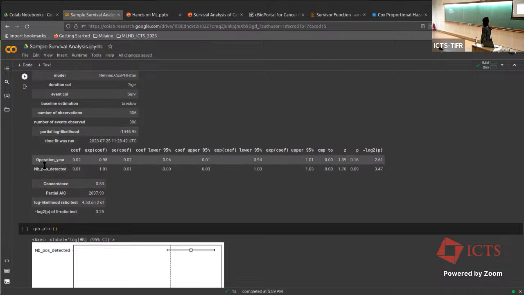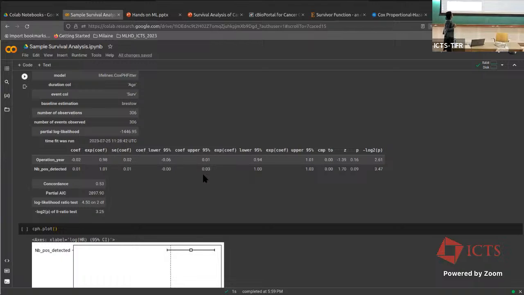There are only 4, I think, columns in the data. 2 of them I've used as the target, and there are only 2 left: the number of nodes detected and the operation here. So what are the coefficients for these 2? You have the values for them. And remember that formula: you have the baseline value, and then you have the hazard ratio, the second part, where for each covariate you have the coefficient. So this is what it's giving.